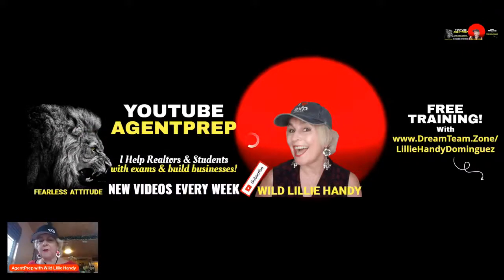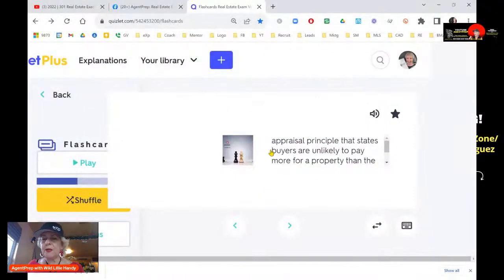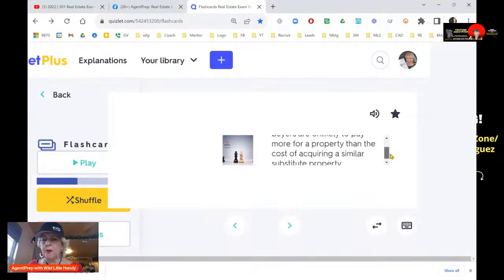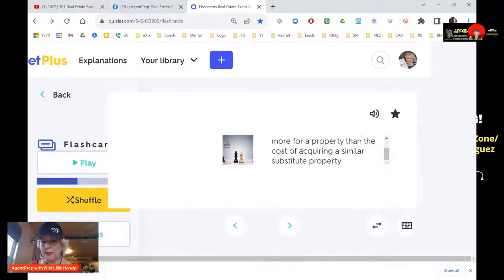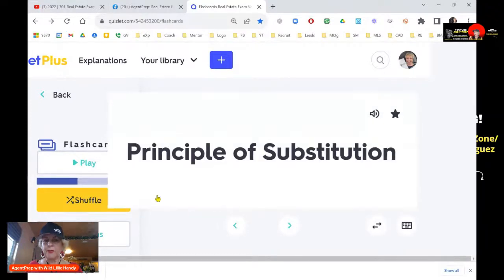Okay, so what is the appraisal principle that states that buyers are unlikely to pay more for a property than the cost of acquiring a similar substitute property? So in real life, nobody wants to pay more than what it'll appraise. In this market, people have been paying 30,000, 50,000, 75,000 over the list price, right? Because there are not enough homes on the market. But on the average, in a normal market, that's very unlikely. So that principle is called the principle of substitution, right?